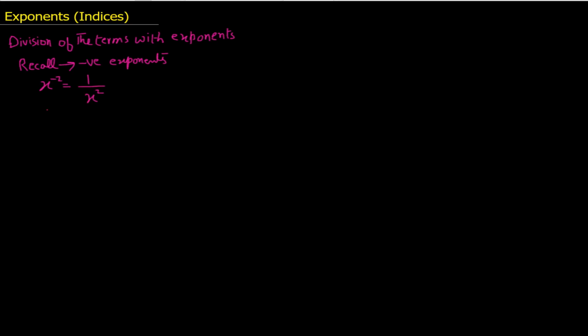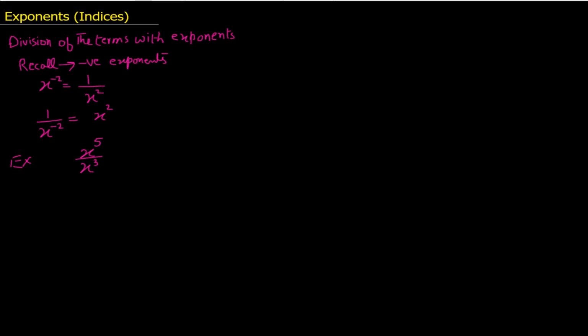And similarly, if x raised to the power minus 2 is in the denominator, we can bring this to the numerator by changing the sign of the exponent. Simple. So now when we are dividing two terms having the same base, for example, take an example, it will be easier. x raised to the power 5 divided by x raised to the power 3. So how do we solve this problem?